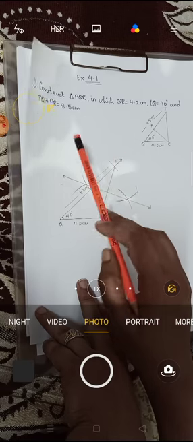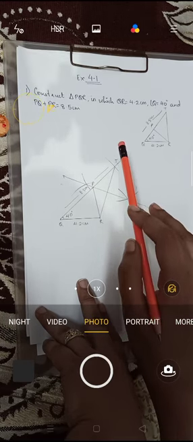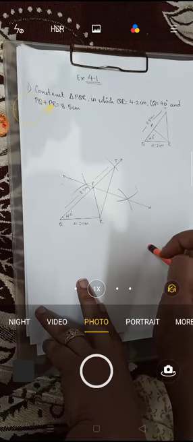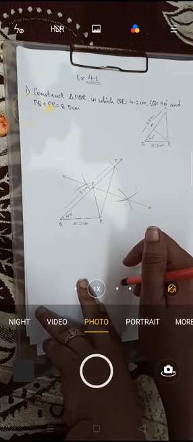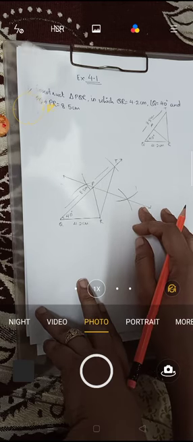Now similarly we will be doing the second sum. First, second, third, all three sums are similar. Fourth question is not there in the syllabus, so we won't be doing the fourth question. So second sum I am doing now. Let's see.